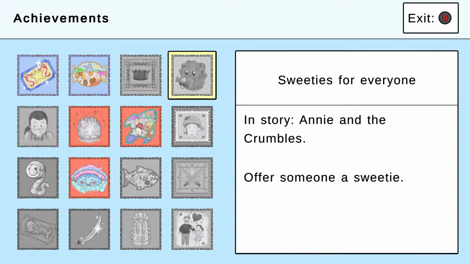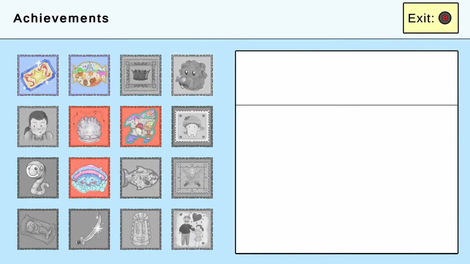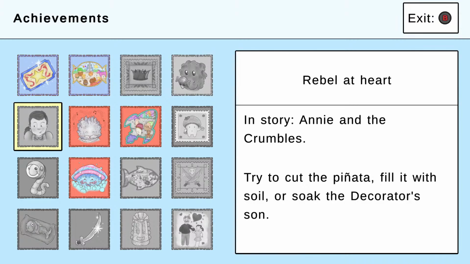Achievement 4 of 16. Sweeties for everyone. Achievement locked. In story, Annie and the Crumbles. Offer someone a sweetie. Exit. Achievement 5 of 16. Rebel at heart. Achievement locked. In story, Annie and the Crumbles. Try to cut the piñata, fill it with soil, or soak the decorator's son.